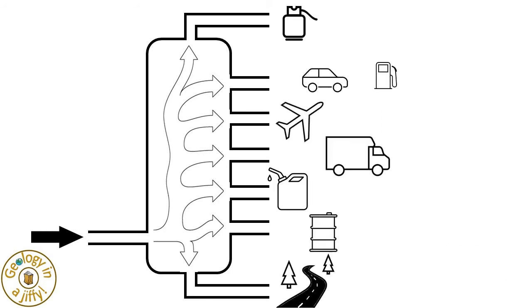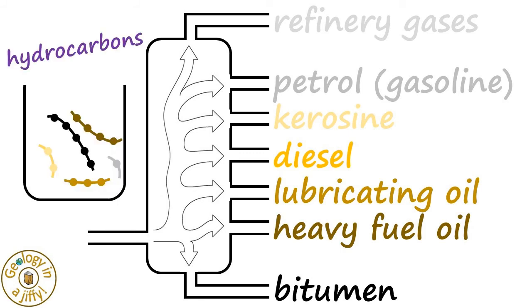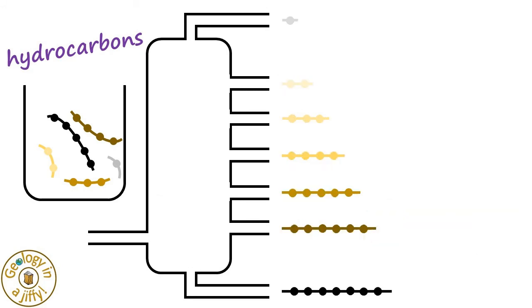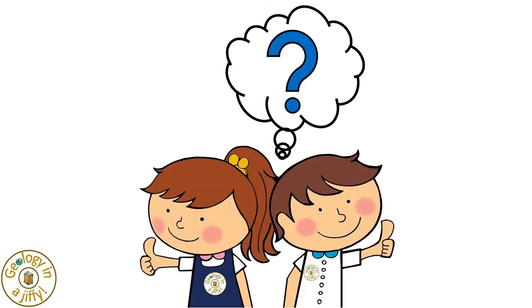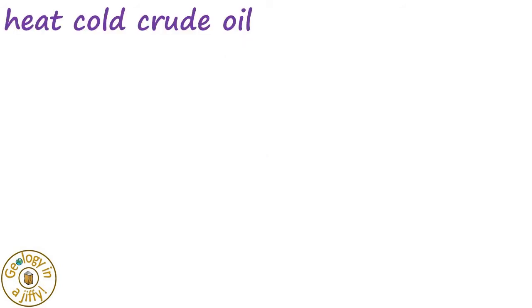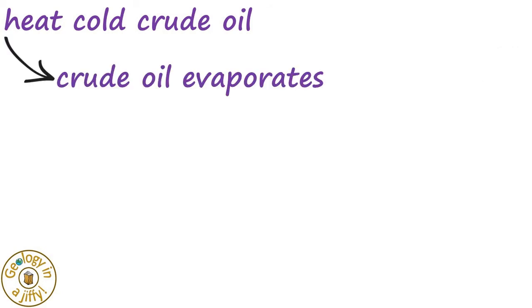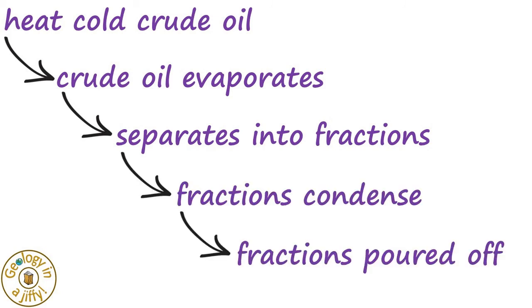So these fractions, fractionally distilled from the original dark-coloured gloopy crude oil, this mixture composed of different length hydrocarbon molecules, when we study the resulting fractions, we find that the further up the tower we move, the shorter the length of the hydrocarbon molecules. In summary, the process of fractional distillation of crude oil is that we heat the crude oil, which is a mixture of hydrocarbon compounds. This causes the crude oil to evaporate at different temperatures, which separates the fractions. Then the fractions condense as they cool. The fractions are then poured off to be processed.